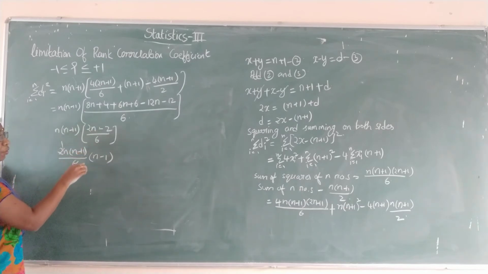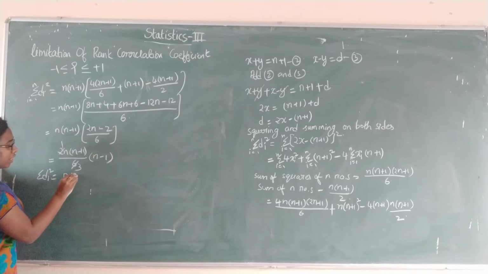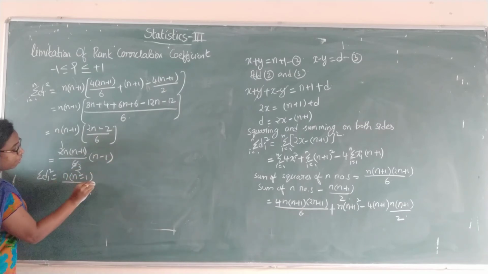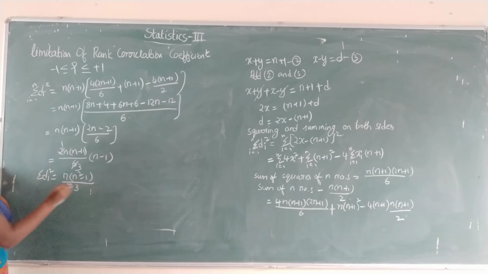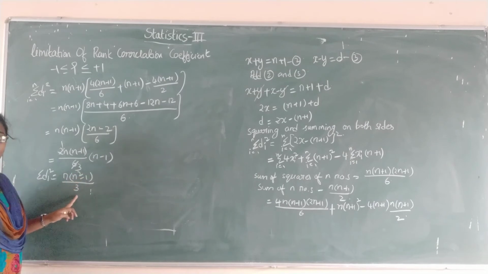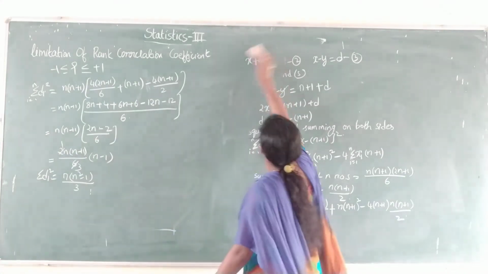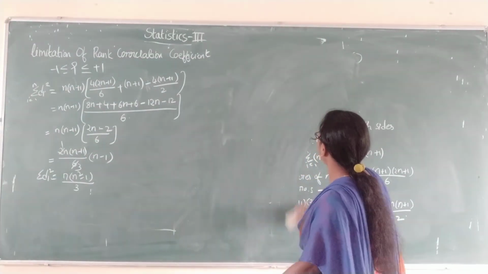N plus 1 into n minus 1 is in the form of a plus b into a minus b, that is a square minus b square. So summation di square equals n into n plus 1 into n minus 1, which is n square minus 1, by 3. So whenever you have summation di square equals n into n square minus 1 by 3, then you will get the rho value minimum. Now we will check what is that minimum value.